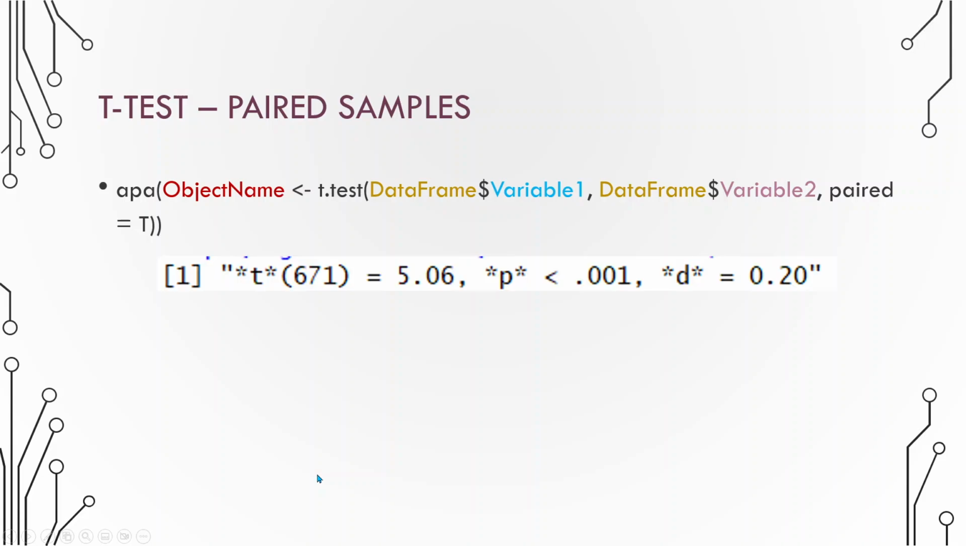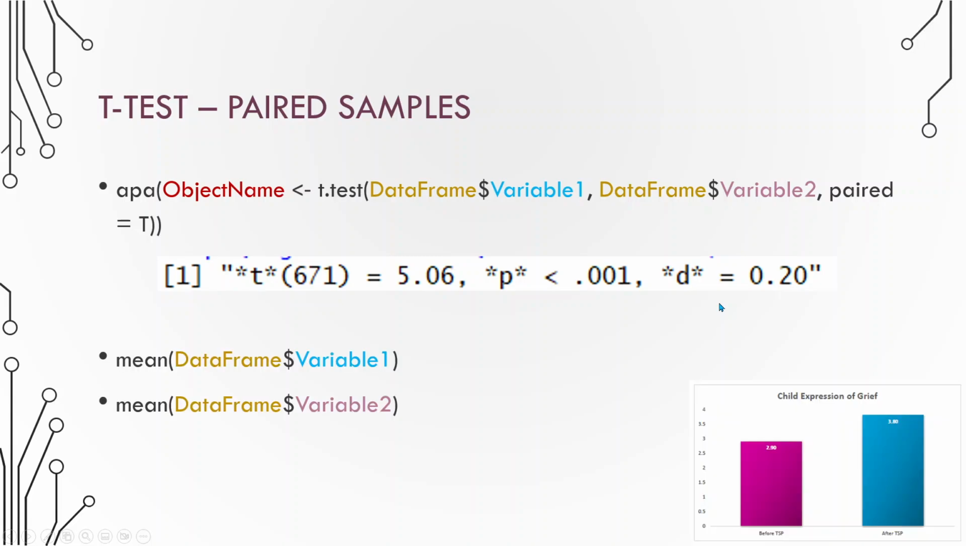It's going to give you output just like we saw with the one sample t-test, in terms of giving you the T, the P, and the Cohen's D. But then we also want to get the means for each variable. So we could run describe, which would work just fine. This function mean also just gives you the mean of that one variable versus everything that describe gives you. But describe would work just fine here too.